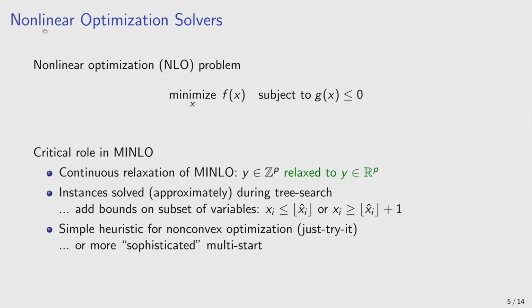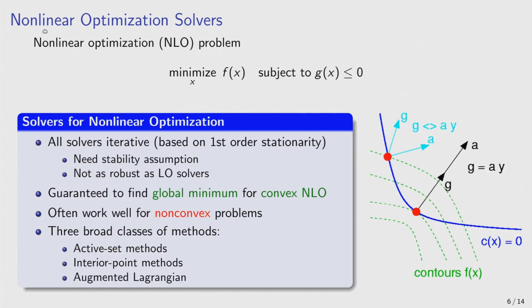A simple heuristic for solving a non-convex problem is to pretend it is convex and just use one of those solvers. They will often work very well for non-convex problems. I have some statistics later. And so just trying these solvers out sometimes works quite well. More sophisticated is you can try some multi-start where you explore the space with different starting guesses. But ultimately, if you really want to solve non-convex problems, you need to use a non-convex solver.